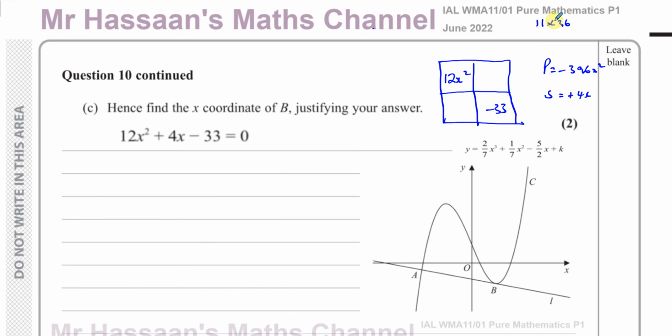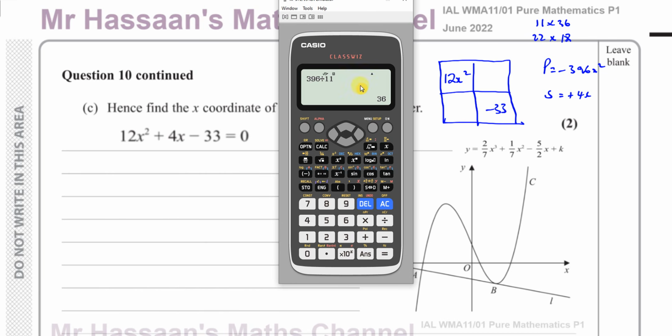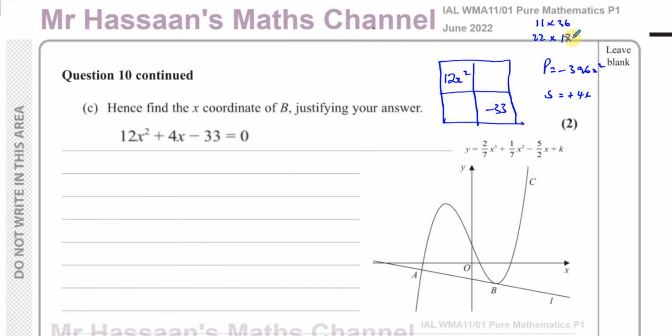Now, if I fiddle around with this a bit, supposing I take a factor of 2 from here and put it here, that will give me 22, and then divide this by 2, that gives me 18. 22 times 18 gives me 396, of course, because I've just switched a factor around. And we can see that that works because they have a difference between them of 4. So we want a positive 4x, so I'm going to put positive 22x and negative 18x. Now I can factorize this.